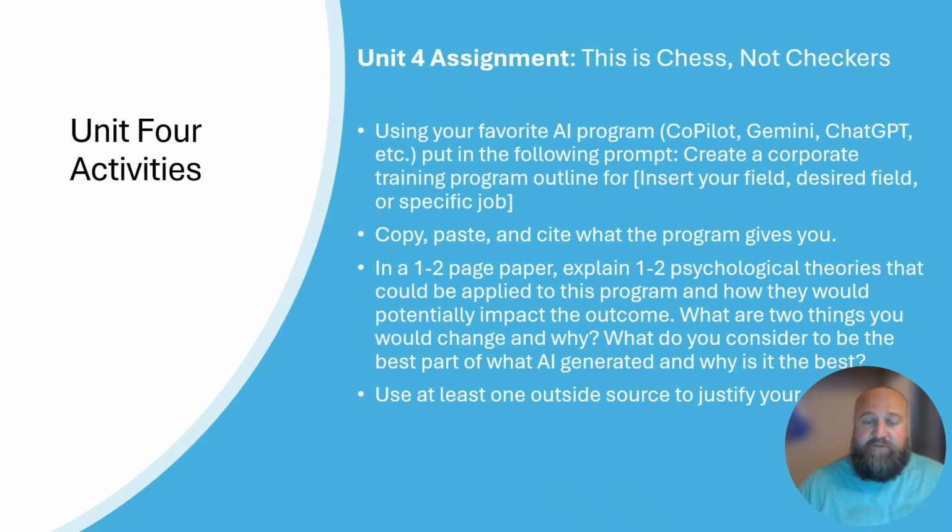The second activity, as with every week so far, is the Unit 4 assignment. So it's going to be a written assignment. So again, we're using AI. Remember, you do have to reference that in APA. So using your favorite AI program, put in the following prompt. And the prompt is create a corporate training program outline for, and then the part in brackets you see on the screen is what job you're going to be doing.